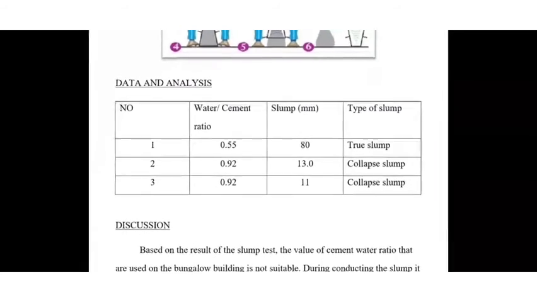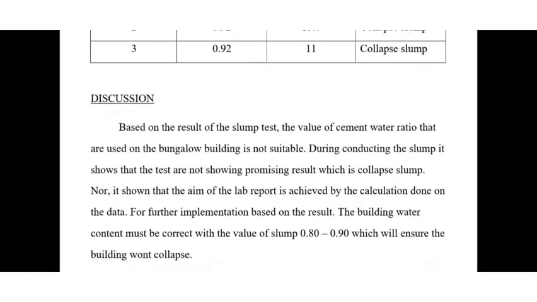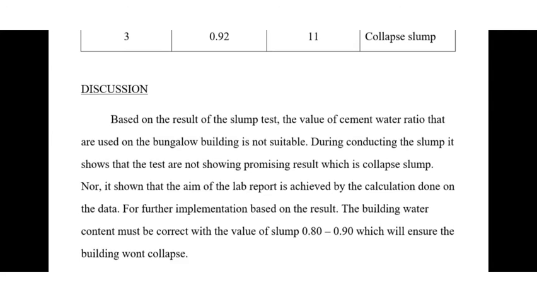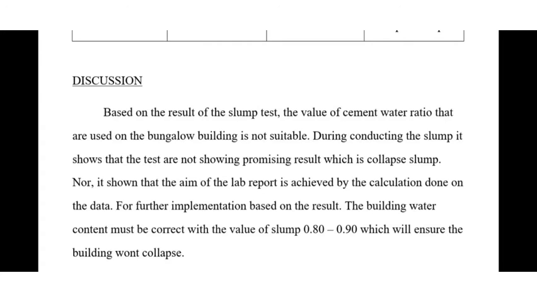This is the data, and the discussion is based on the result of the slump test. The value of the cement water ratio used in the bungalow building is not suitable. The slump test shows a result of collapse slump, which made the building collapse. It is shown that the aim of the report is achieved by the calculation done on the data. For further implementation, based on the result, the water content of the building must be corrected with a slump value of 0.80 to 0.90, which will ensure the building won't collapse.